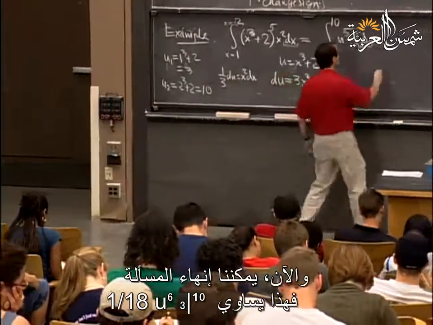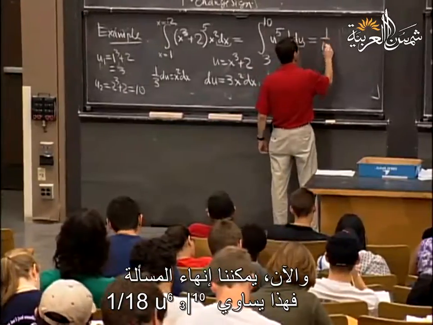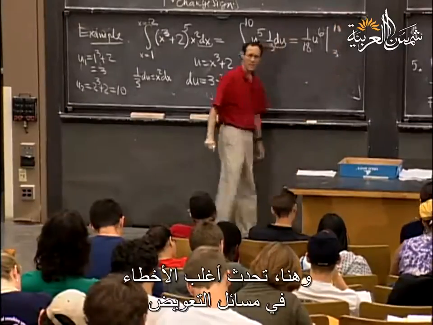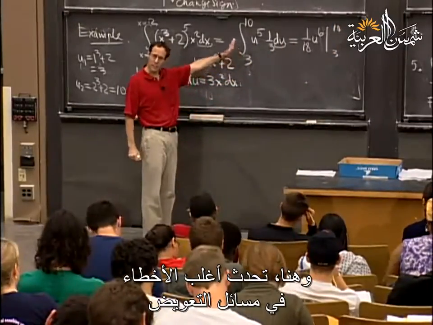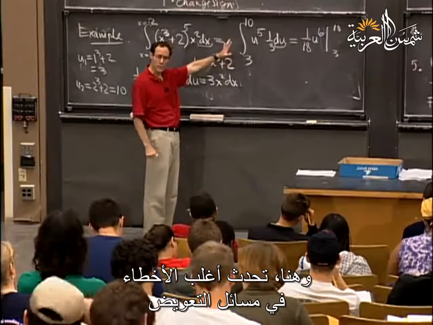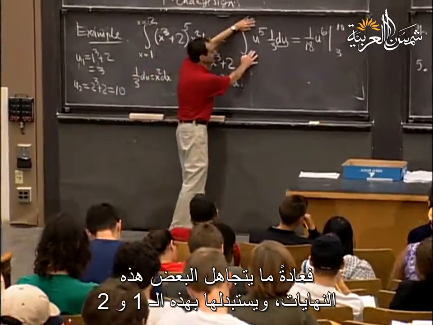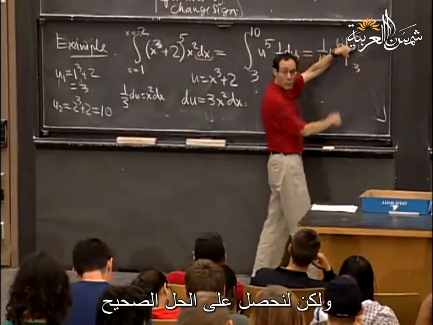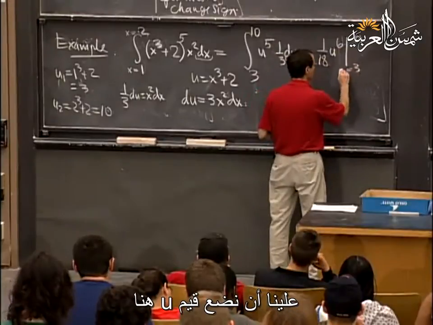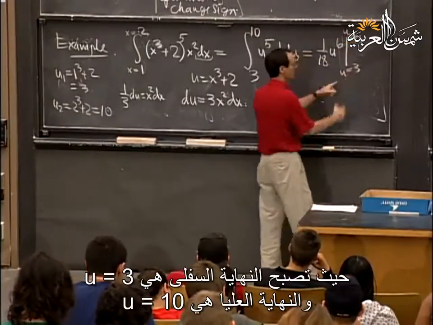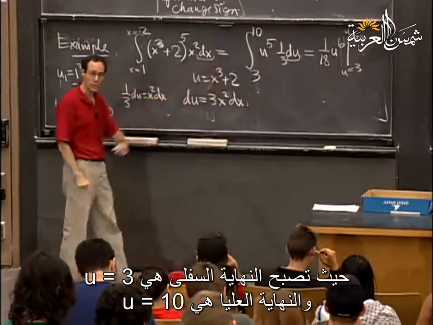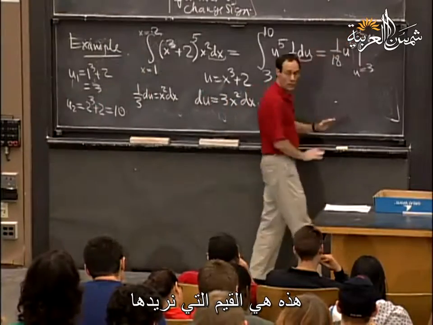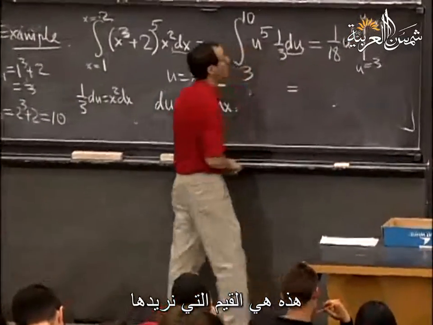And now I can finish the problem. This is 1/18 u to the 6th power from 3 to 10. And this is where the most common mistake occurs in substitutions of this type: if you ignore this and plug in these 1 and 2 here, you think, oh, I should just be putting it at 1 and 2. But actually, it should be the u value that we're interested in. The lower limit is u equals 3, and u equals 10 is the upper limit. All right? So those are suppressed here, but those are the ones that we want.